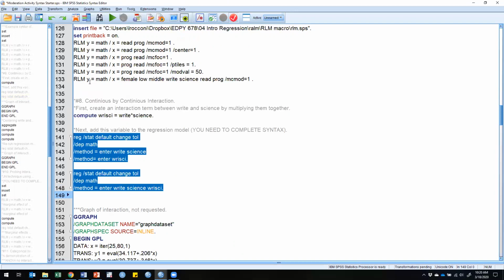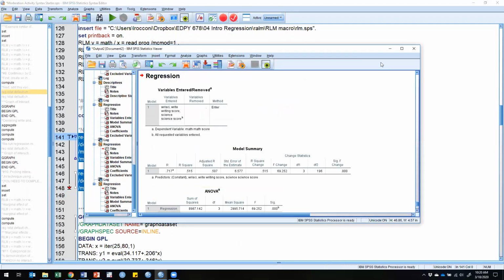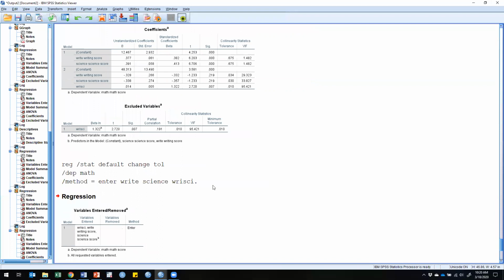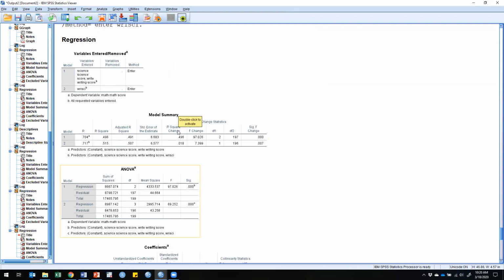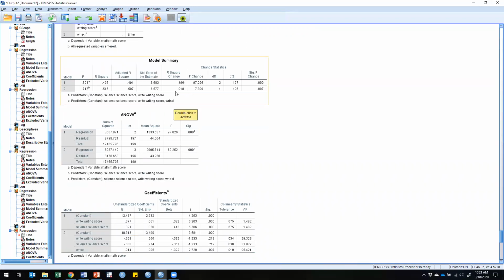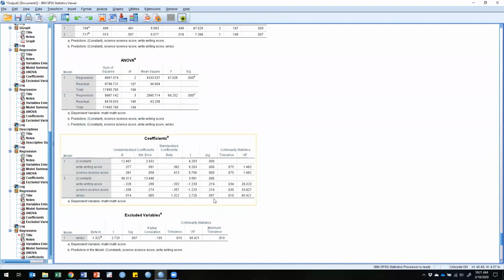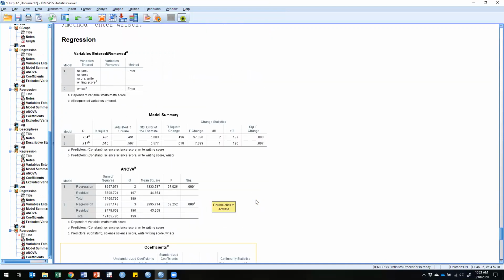The results will be the same either way. What you do get by running them in blocks is the R squared change, which you don't get before. But notice the sig F here is 0.007, and the same thing with the significance value, the p-value, of the interaction term. They're going to be the same.